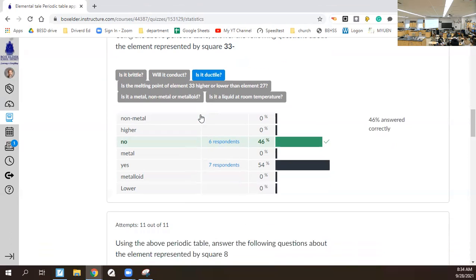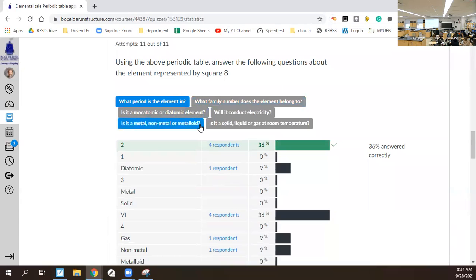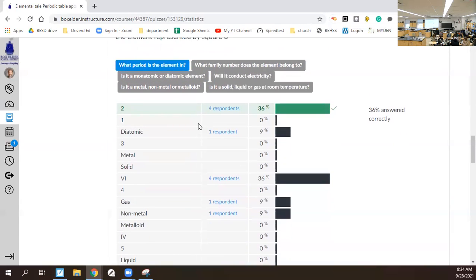Let's look at one more. If we look at square 8, what was square 8, you guys? I think I heard it in the middle here. Did I hear oxygen? Awesome, that is correct, we're looking at oxygen.